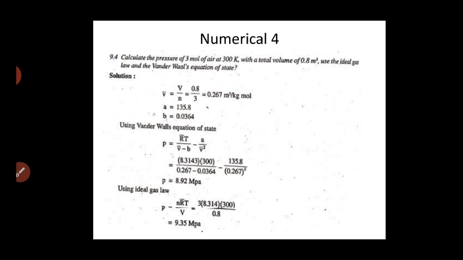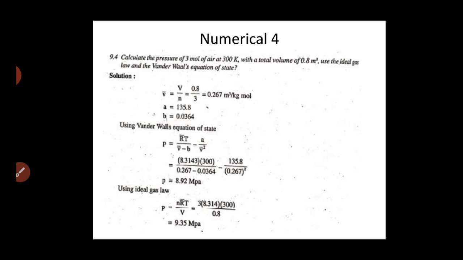So we can see that in the ideal gas equation, the pressure which is showing is 9.35 megapascal, which is different from the Van der Waals equation of state, which is for real gas. We find this as 8.92. So this is how you solve the problem using the Van der Waals equation as well as the ideal gas law.